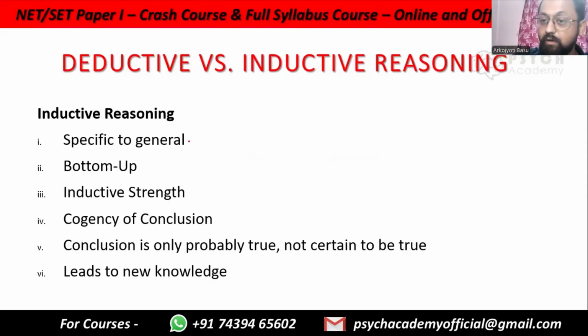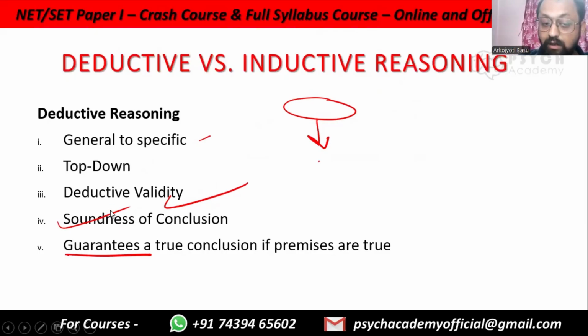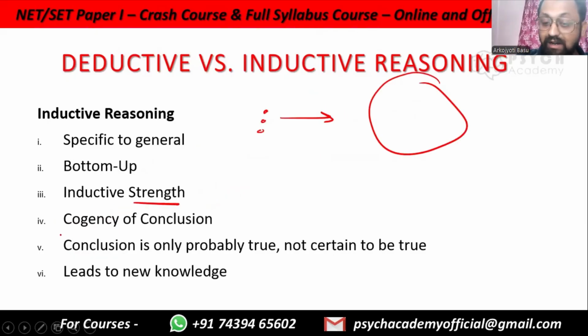Inductive reasoning goes from specific to general: from a few instances, you make a conclusion about a larger category. It is bottom up, starting from the few and going to the larger category. Inductive strength, not validity, understand. Deductive validity, inductive strength. Deductive soundness, inductive cogency.